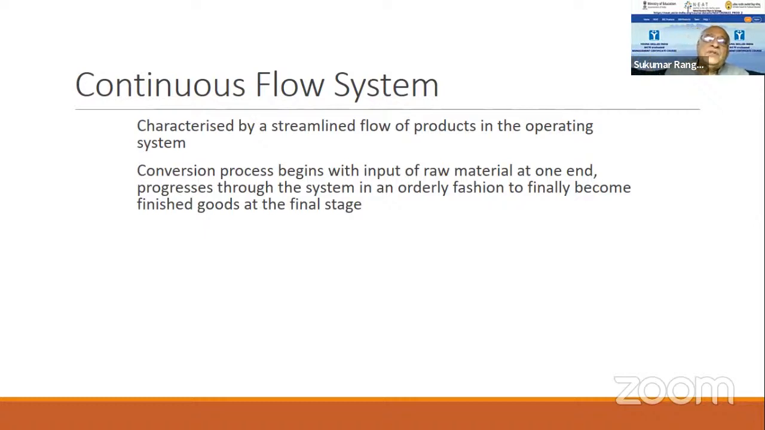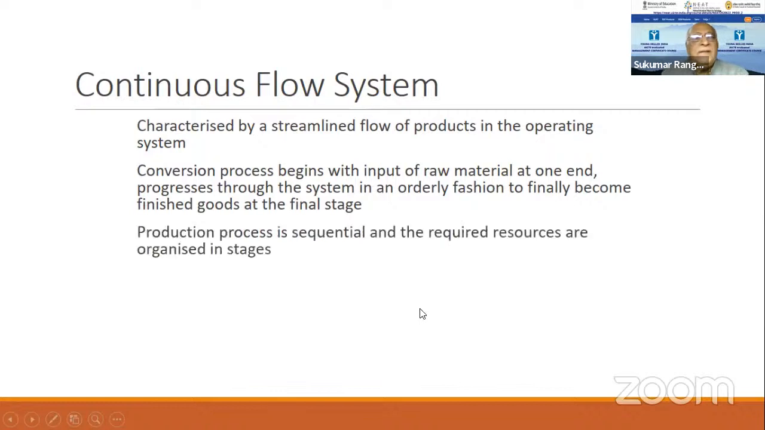So conversion process begins with the input raw material at one end, progresses through the system in an orderly fashion to finally become finished goods at the final stage. Production process is sequential, and the required resources are organized in stages. This is very easy. One process gets over, and then the material, either in liquid form, powder form, gas form, whatever it is, goes to the next process, gets worked upon and goes to the next.